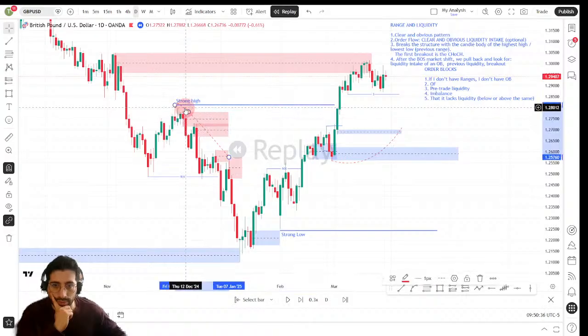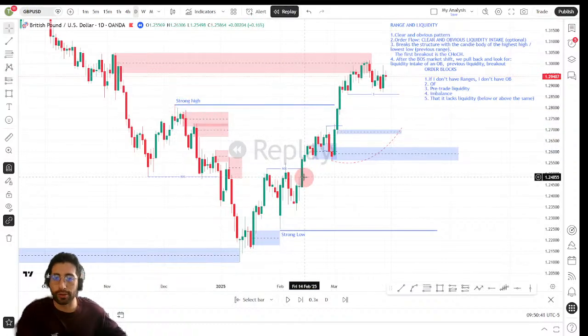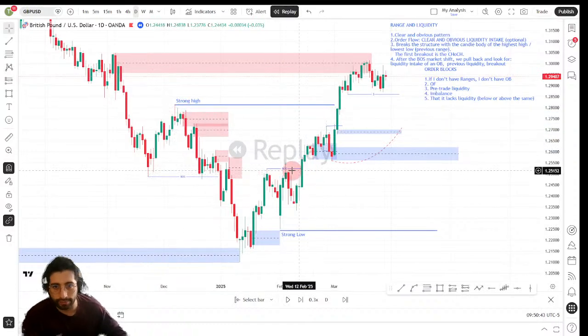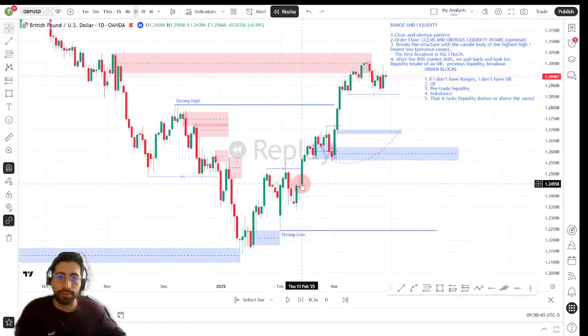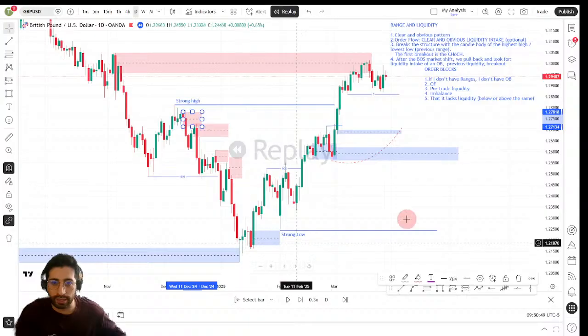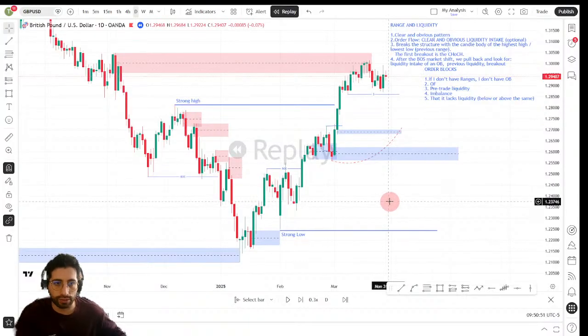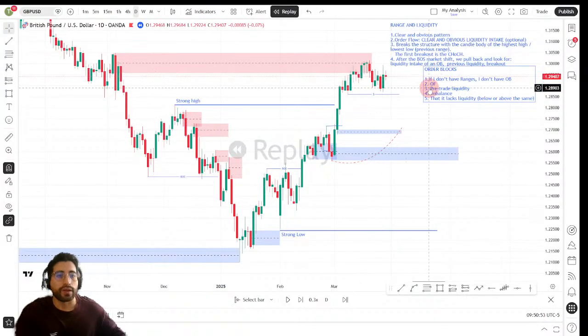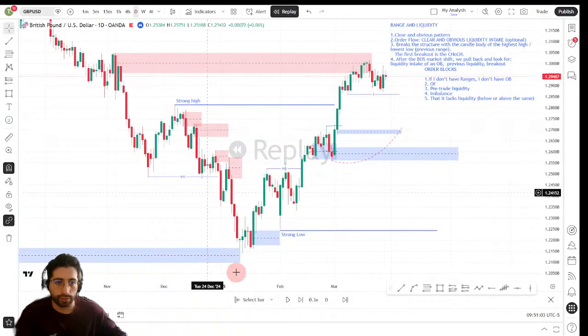Right. So, for example, if you use in TradingView some of those tools that are called order blocks, whatever, they will mark all the order blocks that exist. So there are plenty of them, so you're gonna get confused. Now, remember that these are the confluences we need to know if the order block is valid or not. So it says if you don't have a range, we don't have an order block. Okay. So we have a range.